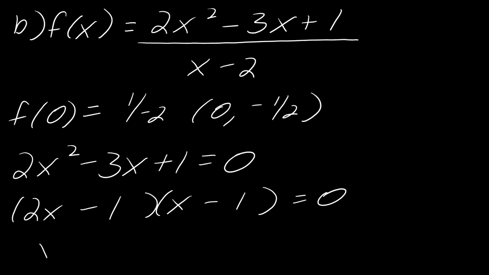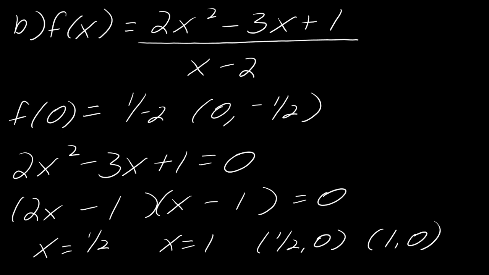So my x-intercepts then are 1/2 and 1. So my two points here are 1/2, 0 and 1, 0. Remember, you can set these factors equal to 0 and solve. That's how I got those values. Okay, so let's keep going. Now we need to determine if this crosses the oblique asymptote. So let's go ahead and make some space.